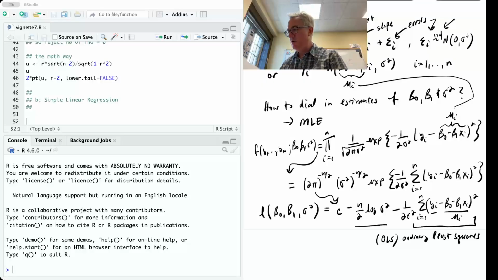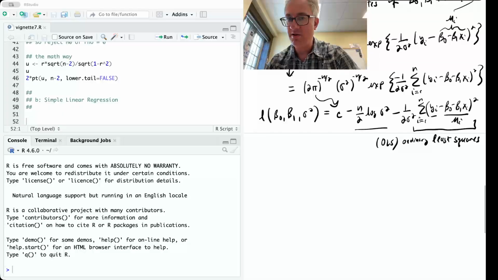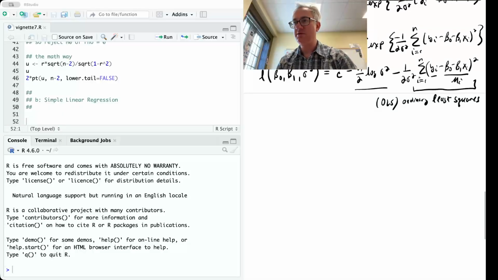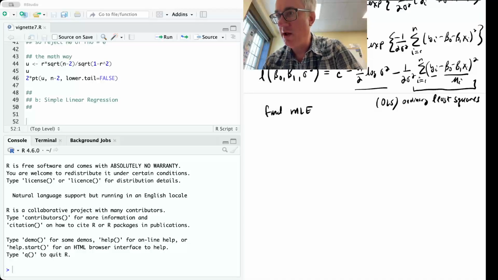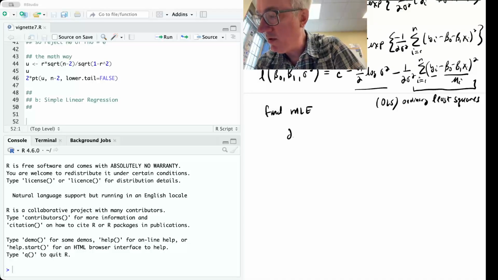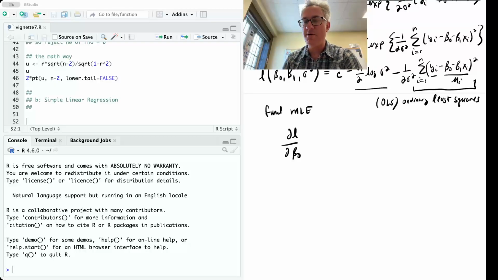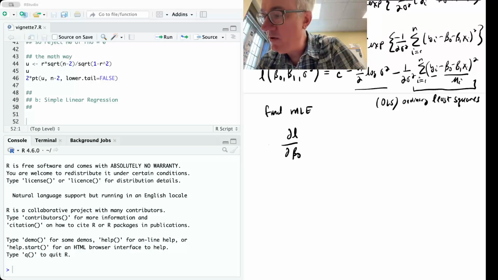All right, to solve ordinary least squares or to maximize the likelihood involves calculus. You would do more or less the same thing. So let's get a little more space here. So I want to find the MLE. So what I'm going to do is I'm going to take the derivative of the log likelihood with respect to each parameter in turn. I'm going to start with the intercept beta 0 and set that equal to 0 and solve.